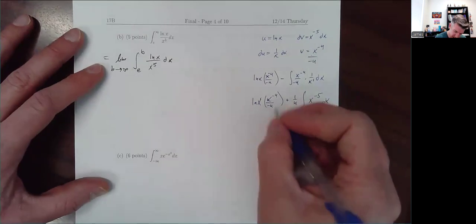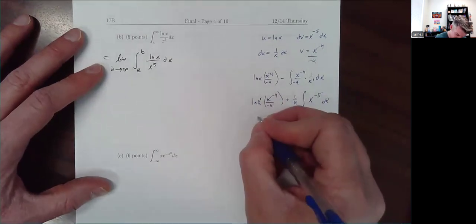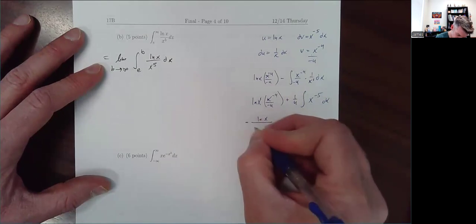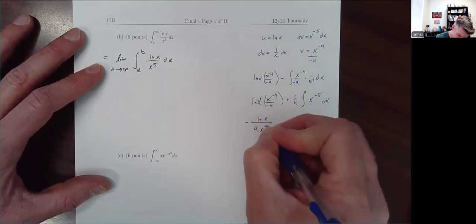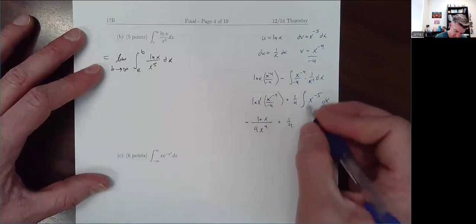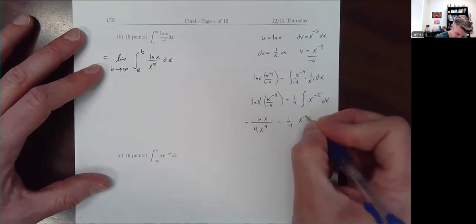If we simplify this, it's natural log of x divided by negative 4x to the fourth. And then here we're going to get 1/4 times the integral of x to the negative fifth, which is x to the negative fourth divided by negative 4.